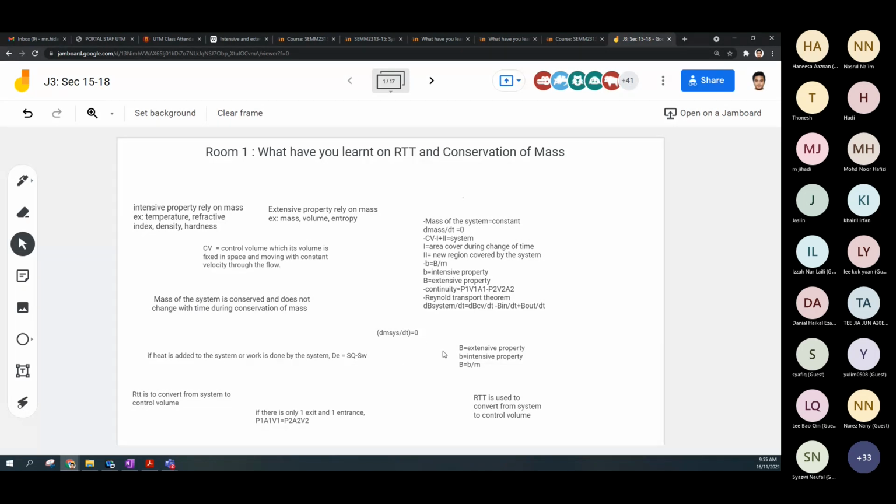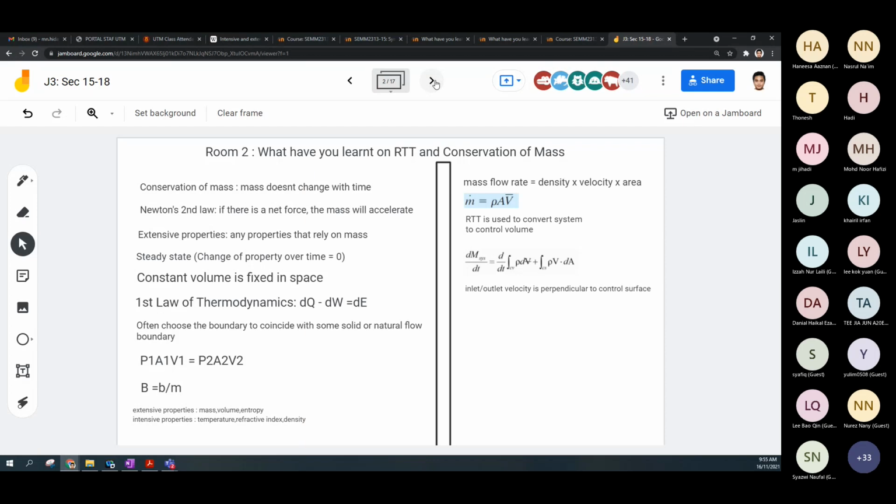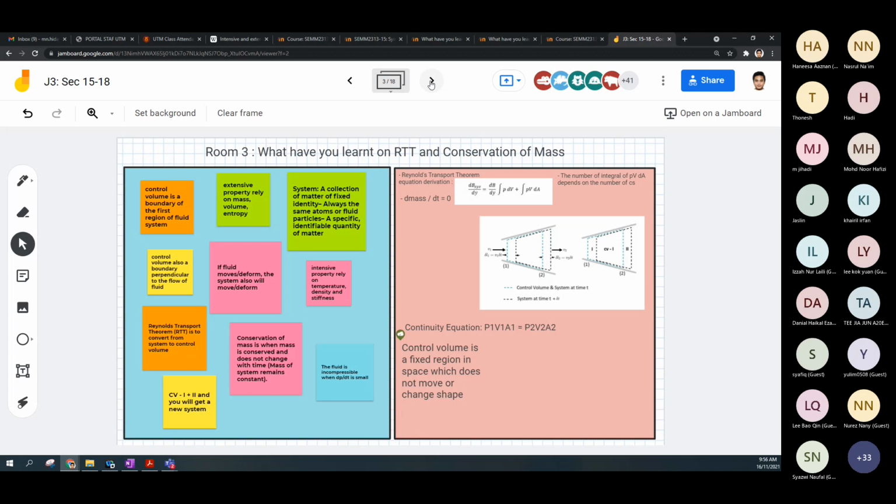And then, okay, good. We go to room number 2. Conservation of mass doesn't change with time. Yes, good. And then the mass flow rate, RTT used to convert from system to control volume. Yes. Okay, room number 3, quite nice. All right, we have colorful notes. Control volume is a boundary of the first region of fluid system.